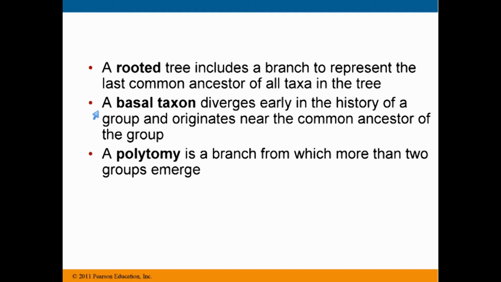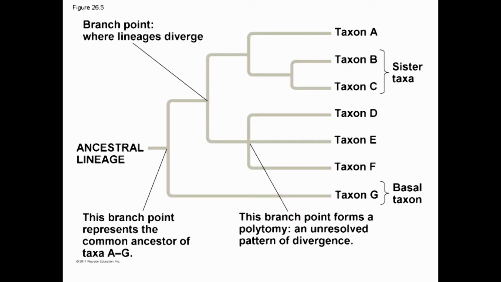A basal taxon is defined as a taxon that diverged very early in the history of a group, and basal refers to the base, so close to the base. So this is going to be close to the common ancestor. So this will originate near the common ancestor of the group. So that's a basal taxon. A polytomy is a branch from which more than two groups emerge, and we'll take a look at this too. We've got a nice diagram of this.